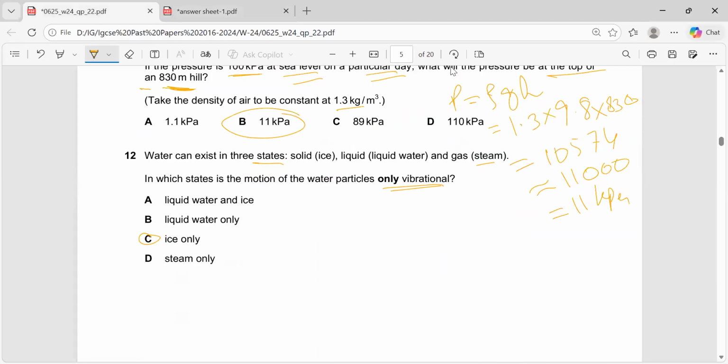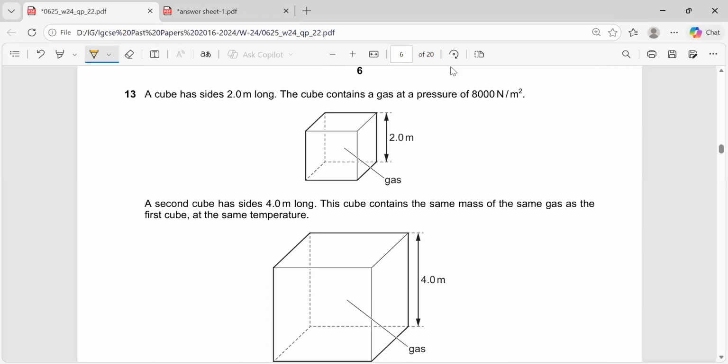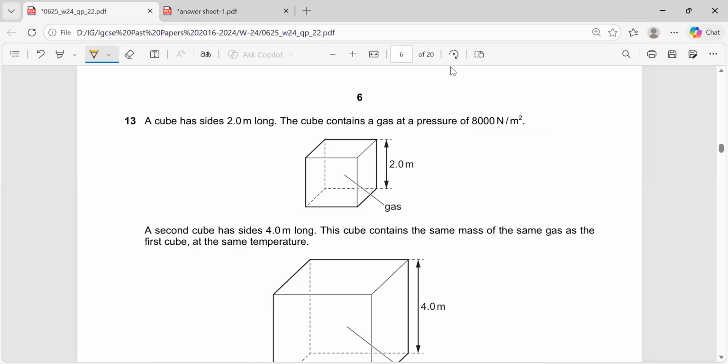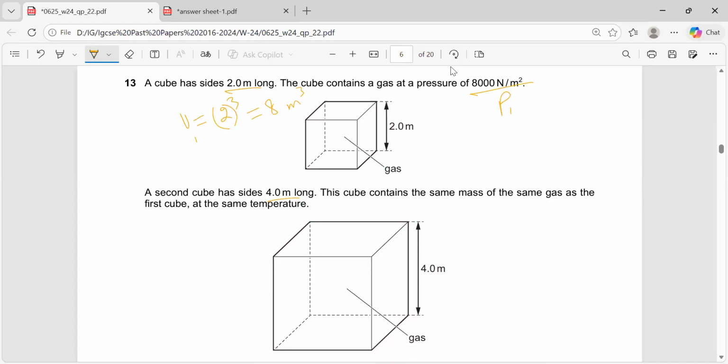Let's move forward. Question number 13. That is a good question, by the way. First time when I saw this, I was confused. A side has a cube of 2 meters. So what will be the volume? That will be equal to 2 power 3, which means it will be equal to 8 meter cube. Let it be V1, and pressure is P1. Then a second cube has a side of 4 meters. So V2 will be equal to 4 cubed. So 4 4s are 16, 16 4s are 64 meter cube.